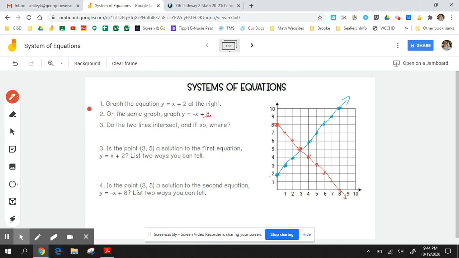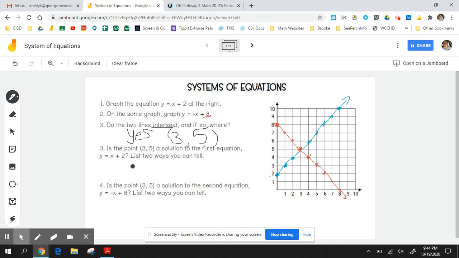So, do the two lines intersect? Well, yes, they do. Where is that coordinate? If we look over here at our x-axis, we go to the 3, and we come up to the 5. That is our coordinate, 3, 5. That is our intersecting point.